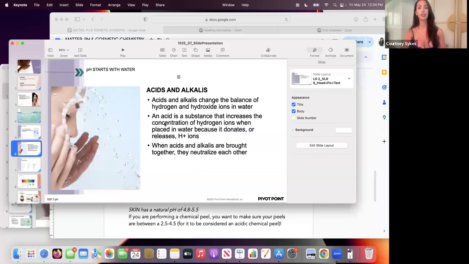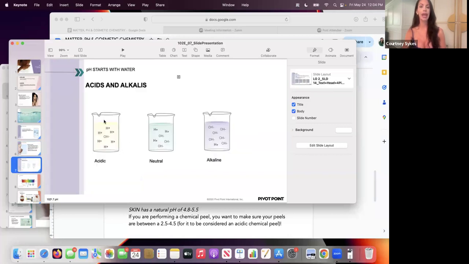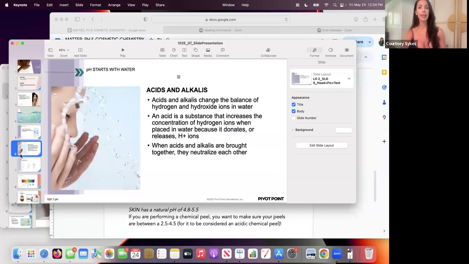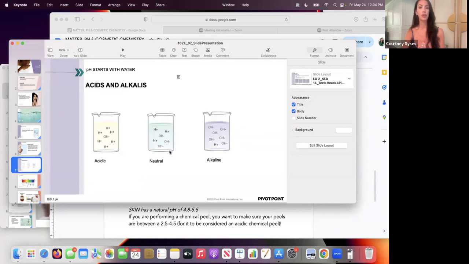It talks about ionic charges. So going back to this one, an acid is a substance that increases the concentration of hydrogen ions. So look at there, a lot more hydrogen ions in the acidic little bowl here. When acids and alkalines are brought together, they neutralize each other. So you'll notice the OHs and the hydrogen ions together. And then alkaline, there's less hydrogen ions. You'll notice that over here to the right.